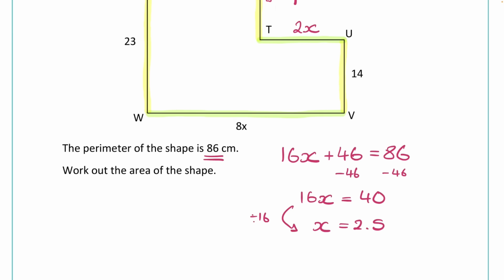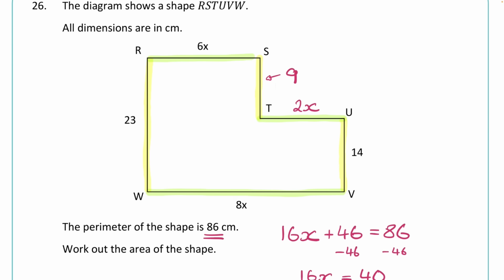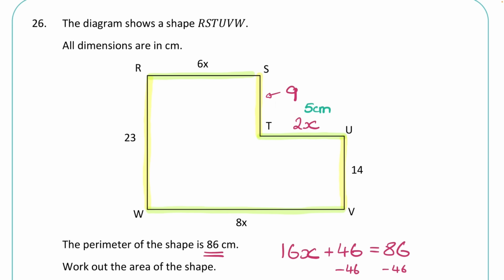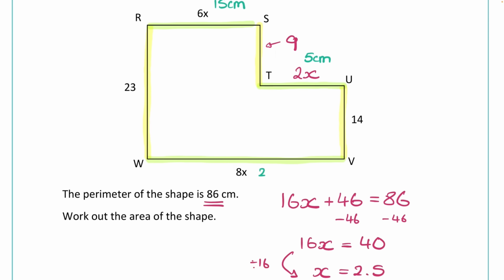So now we know the actual value of x, we can work out all of these side lengths. Instead of writing them in terms of algebra, we can write them as an actual number. So the 2x length, well, that will be 2 times 2.5, so that's 5 centimetres. 6 times 2.5, and we can just do that on the calculator, comes out as 15. So this one here is 15 centimetres. And the bottom length, therefore, is 20 centimetres.